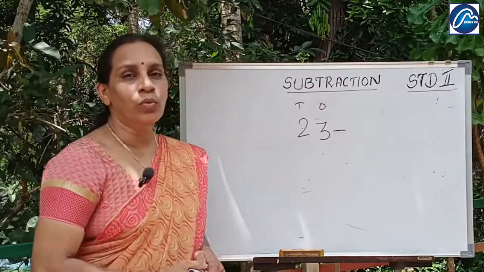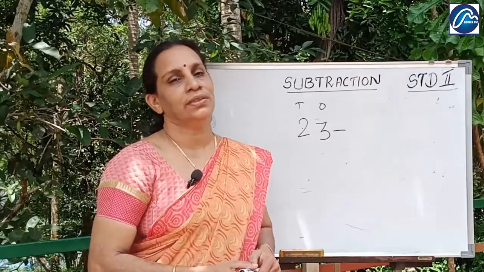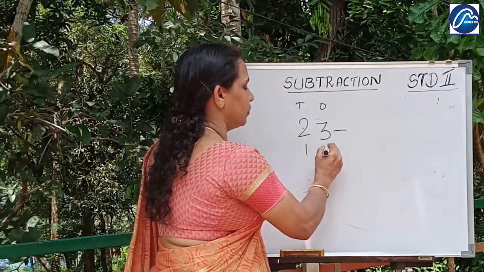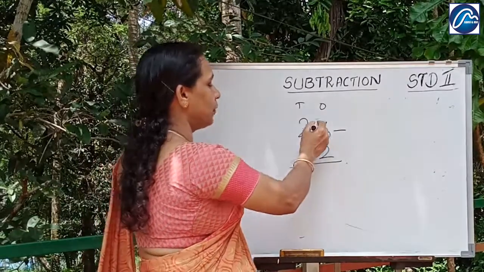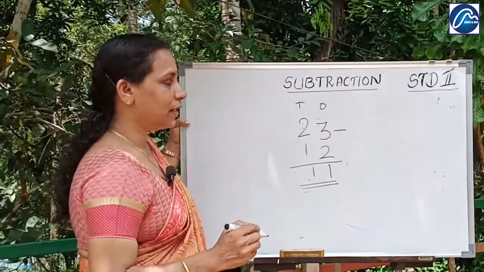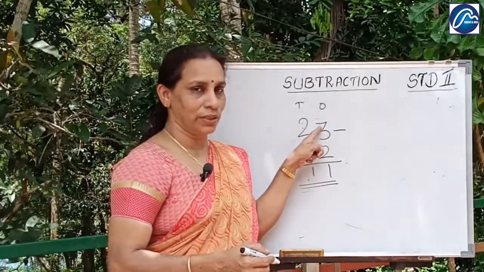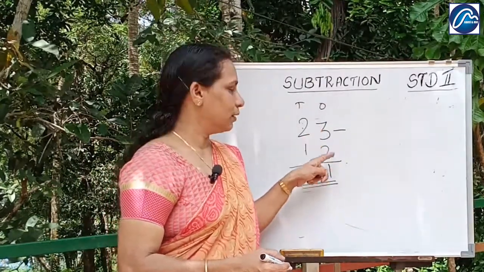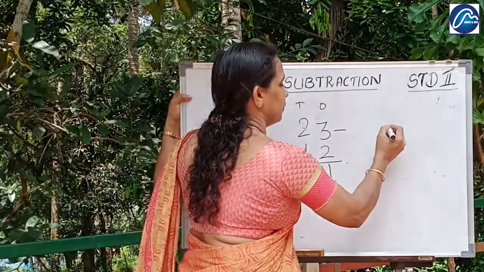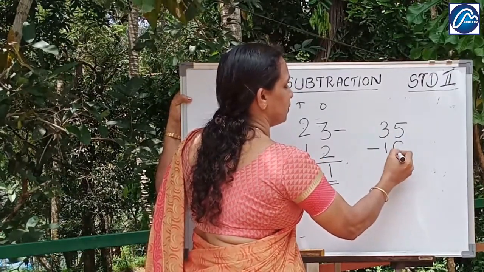Okay. Now subtraction of a 2-digit number from a 2-digit number. For example, 23 minus 12. 3 minus 2, 1. 2 minus 1, 1. There's another type, because you can't always subtract like this. Always it should be a bigger number if you want to subtract like this. But if it is not a bigger number, what will you do? Next one. 35 minus 16.